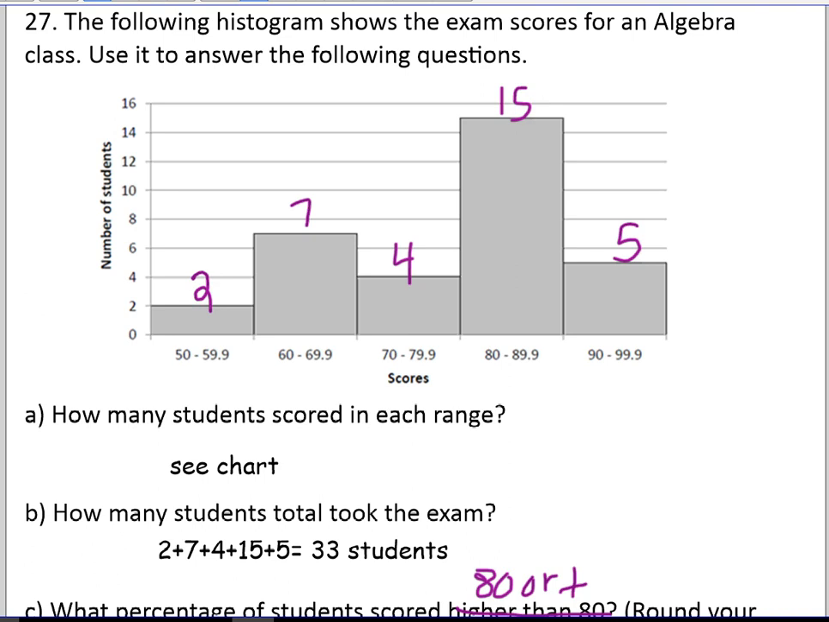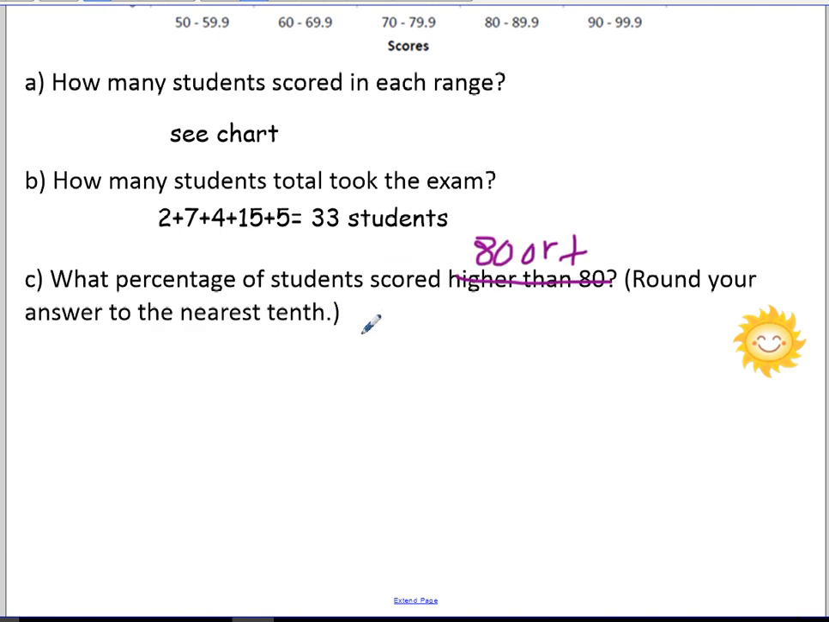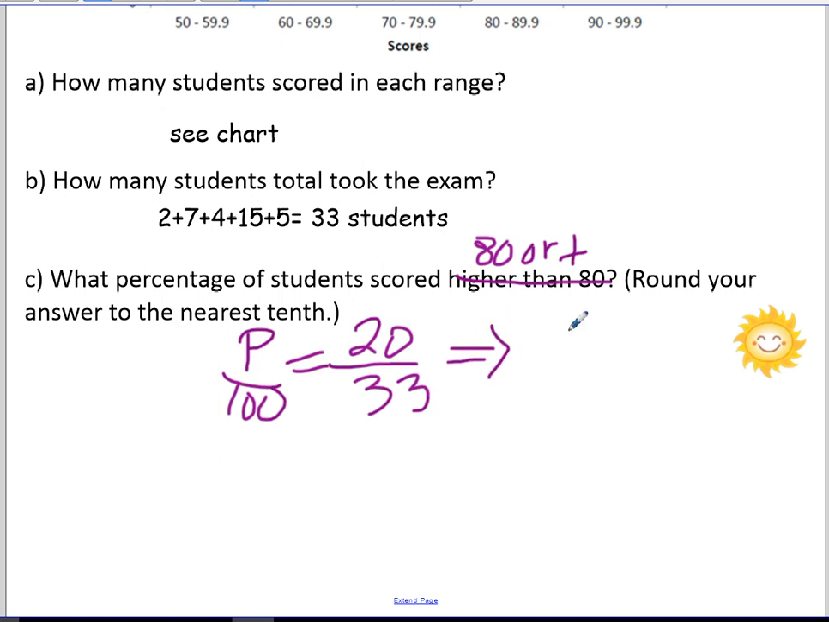We can see the 80 and then 90 column is 15 plus 5, which would give us 20 out of the 33. And if you want to make sure you have your decimal in the right place, you can set up a proportion. Your percent over 100 equals 20 over 33. Otherwise, if you just do 20 divided by 33, make sure you move that decimal 2 places to the right. So you can get it in percent, which is 60.6%. Good luck on exam 2.